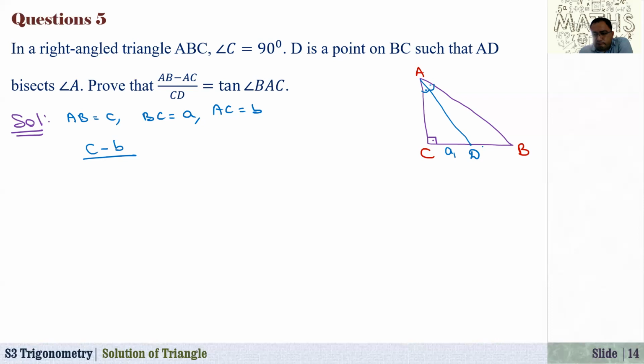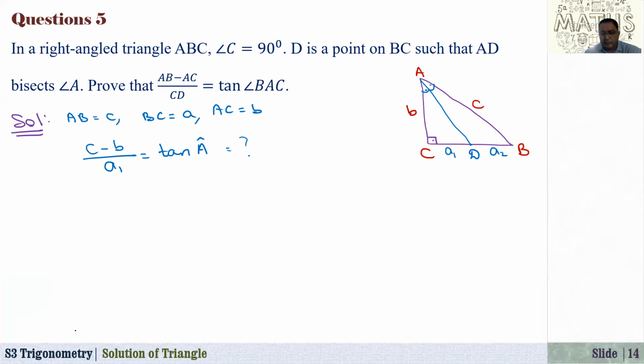Anyway, let me just write a1 because it's a part of a, and this part, let's say this a2. So here we have (c minus b) over a1 equal to tangent of angle A. So we have to prove this. Is it true or not? Also, let me label the sides. This side is b, this side is c.